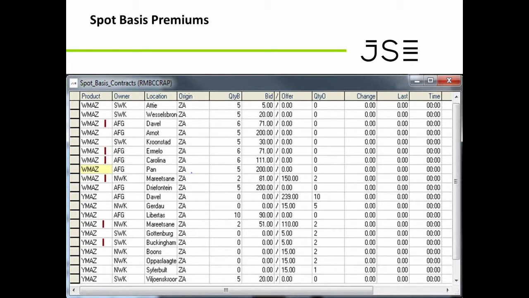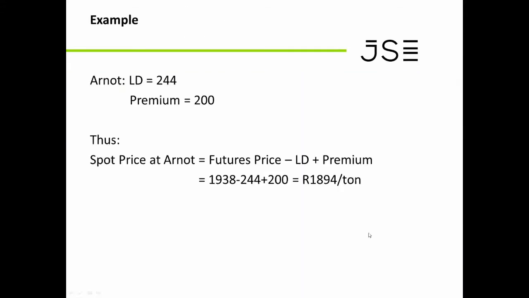So this was just to show you how we end up arriving at the final spatial basis, which originally was just your location differential. But since we introduced premiums, that number has shrunk from the published location differential figure, because the seller of the commodity is able to attract an additional income through this window here.